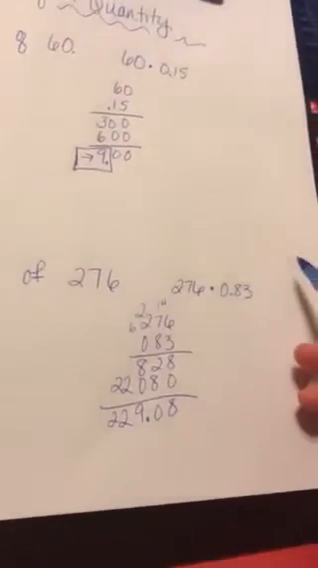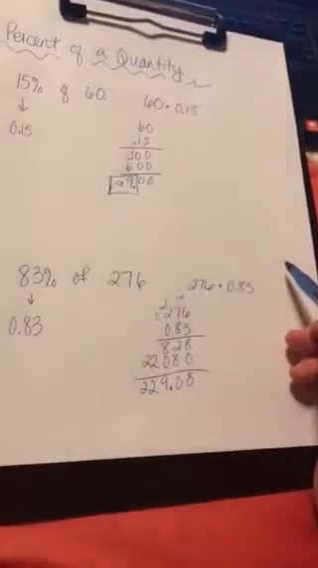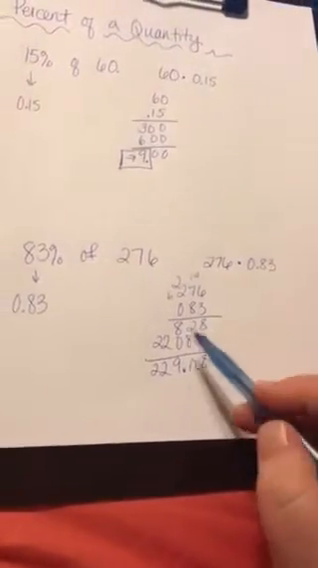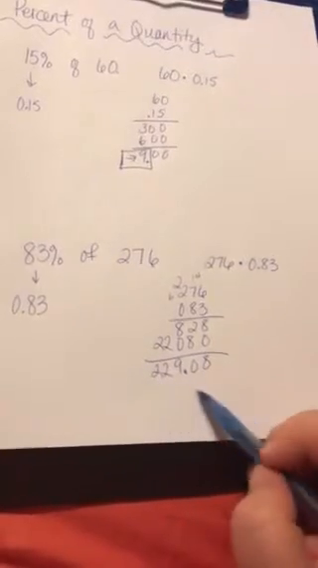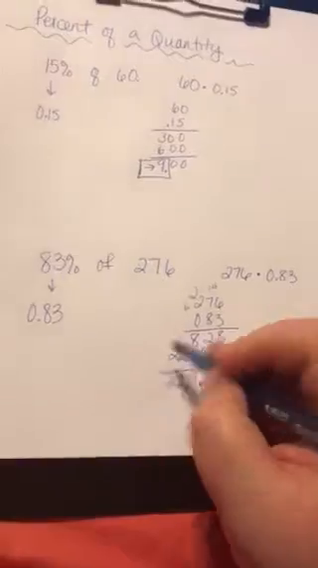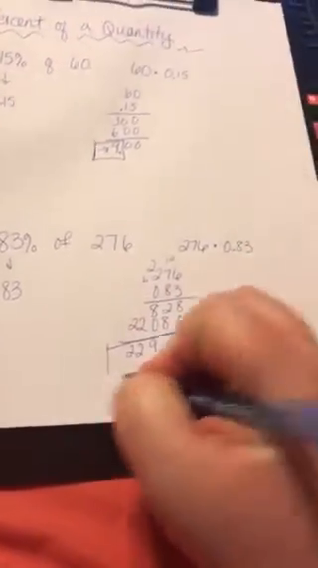Okay, so 83% of 276 is 229.08. And a lot of times you are going to have a decimal in your answer, and that's perfectly fine. Okay, so here's your final answer right here.